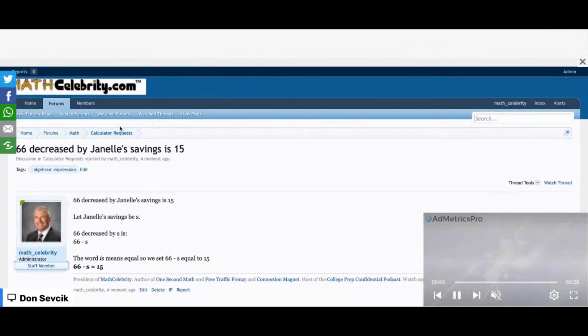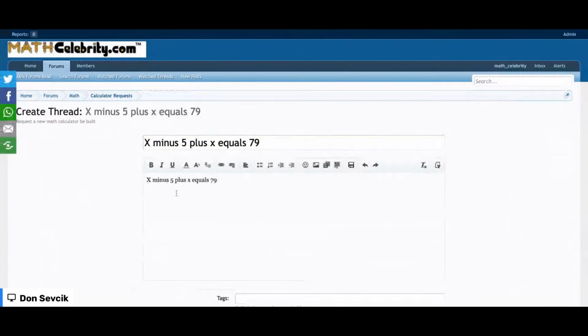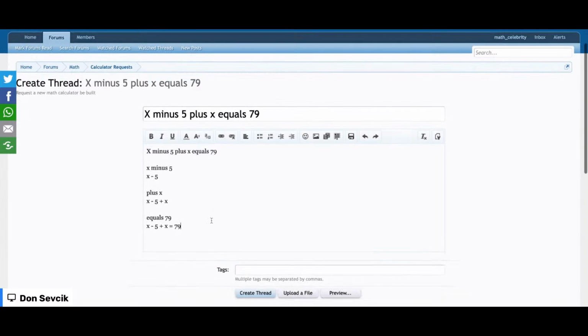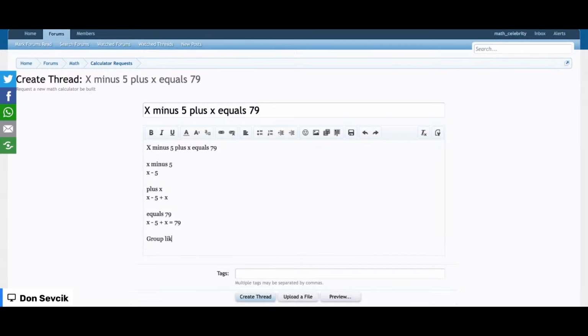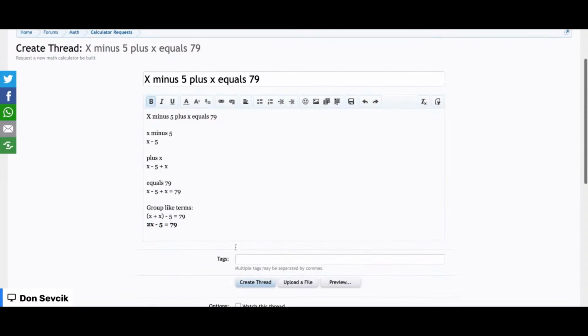Right. X minus 5 plus X equals 79. So we got X minus 5 plus X equals 79. Now, some classes and quizzes do this like this, but most of the time they will ask you to simplify. So I'm going to group like terms: X plus X minus 5 equals 79. 2x minus 5 equals 79. So this is our simplified algebraic expression.